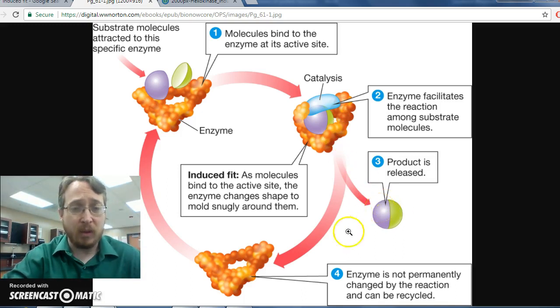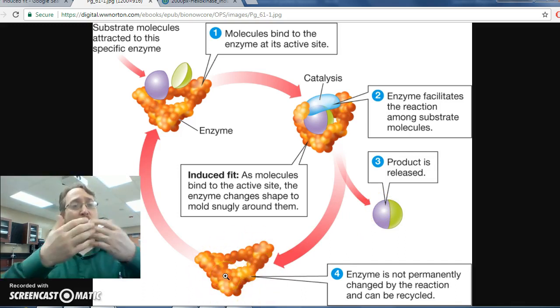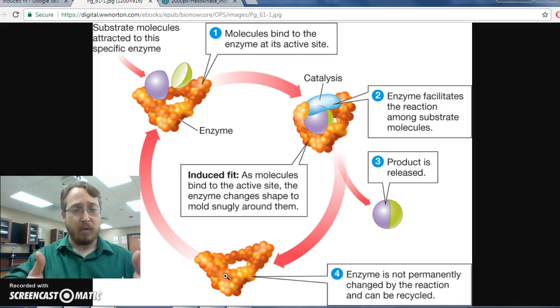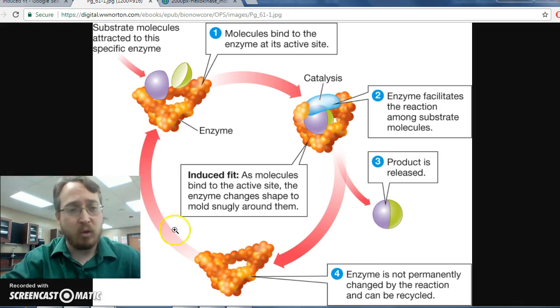Once the product has been released, there's nothing influencing the polarity of the protein. It can return to its original functional shape, and because that's true, it can attract another target particle again.